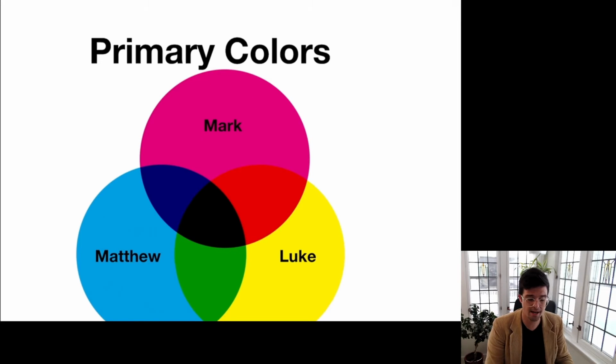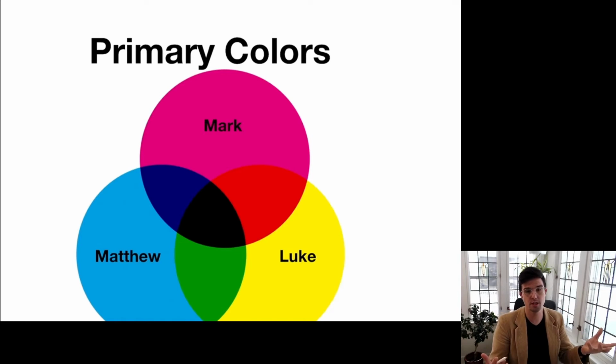We can underline anything that is shared between all three Gospels in brown, anything that is shared just between Mark and Matthew in purple, anything shared just between Mark and Luke is going to be orange, and anything shared just between Matthew and Luke is going to be green.